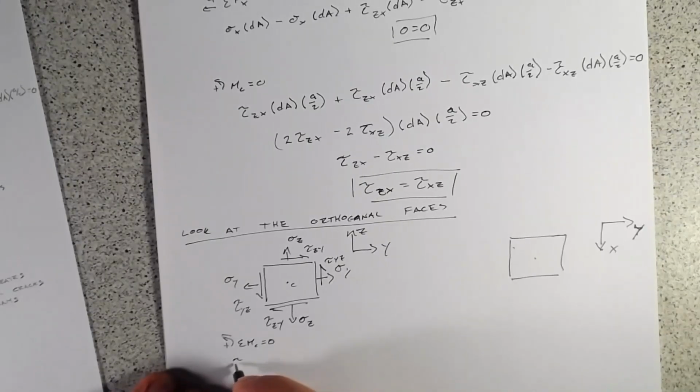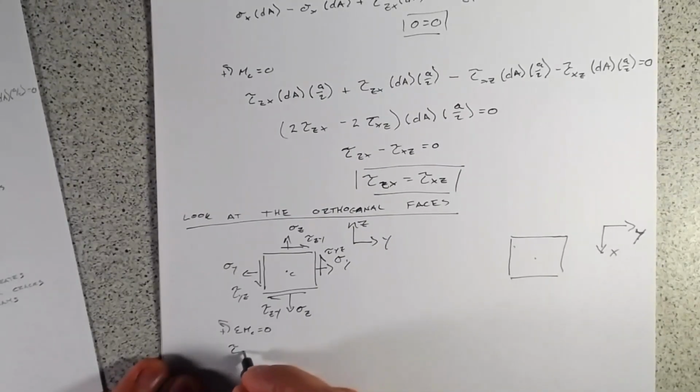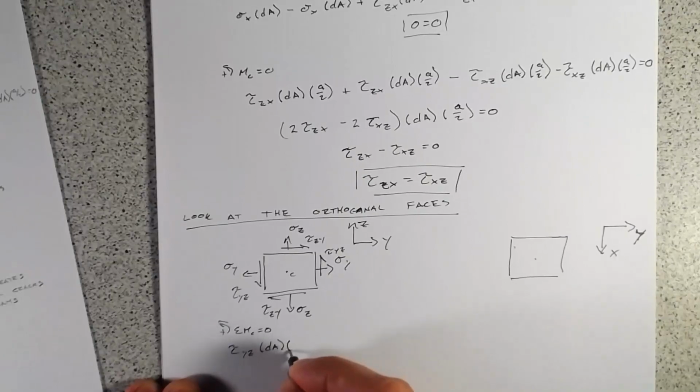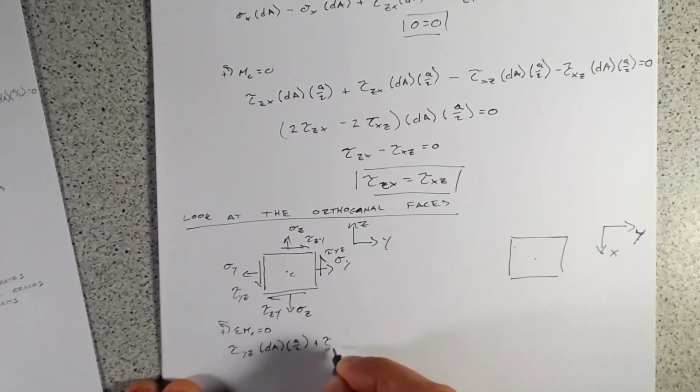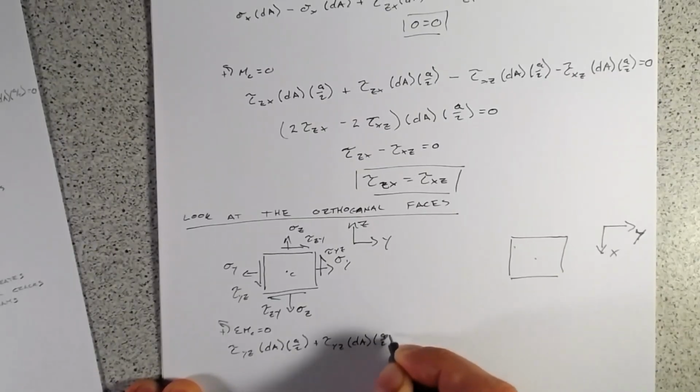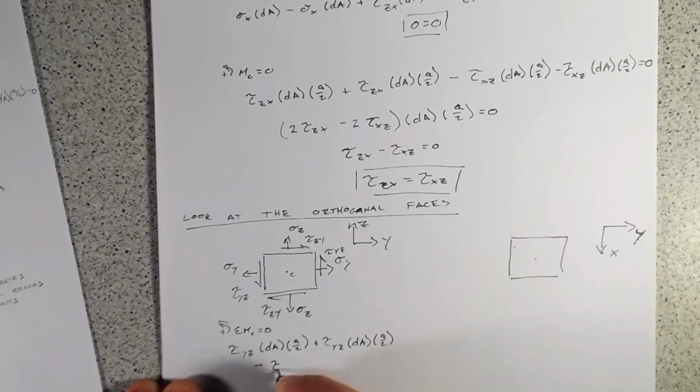That equals 0. You get tau YZ times dA times A over 2 plus tau YZ dA A over 2 minus tau YZ dA times A over 2 minus tau. Sorry, this should be ZY.